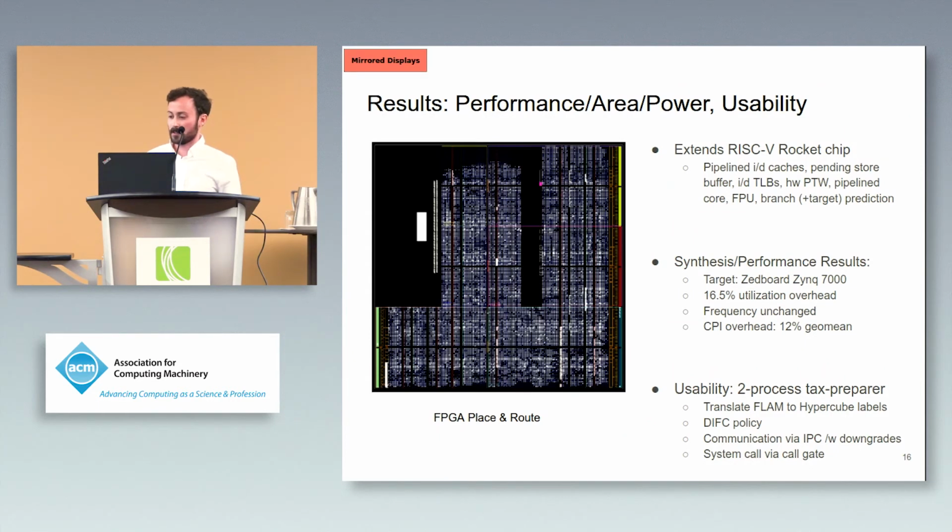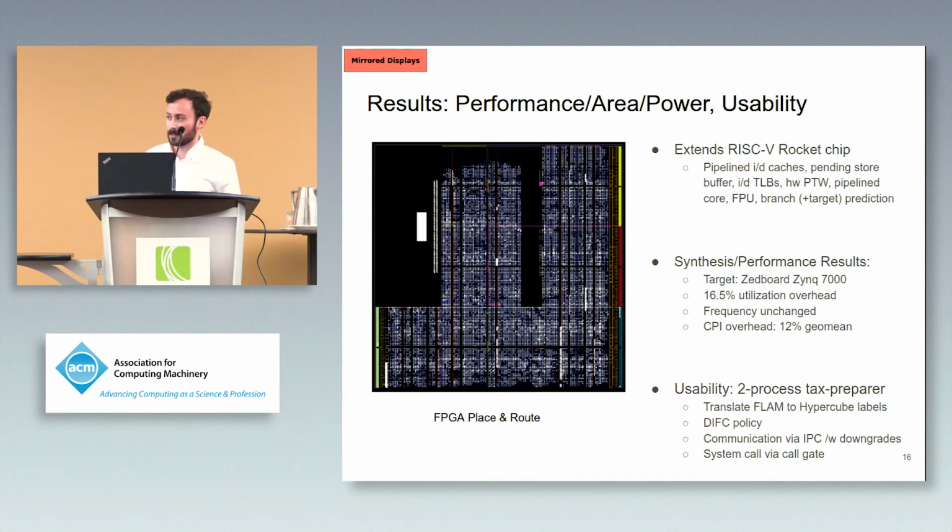Hyperflow is prototyped by extending the RISC-V Rocket Chip processor. This processor has a number of microarchitectural features which have also been absent in a number of previous processors which have been statically secured with information flow. We also synthesized Hyperflow for a Zynq 7000 FPGA target. The synthesis results show a roughly 16.5% utilization overhead compared to a comparable architecture without these security features. The clock frequency is also unchanged. We also executed a number of RISC-V benchmarks and show that the cycles per instruction overhead has a 12% geometric mean.